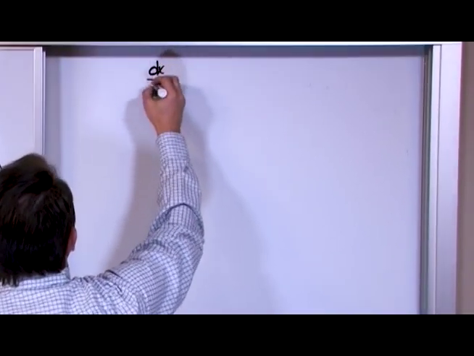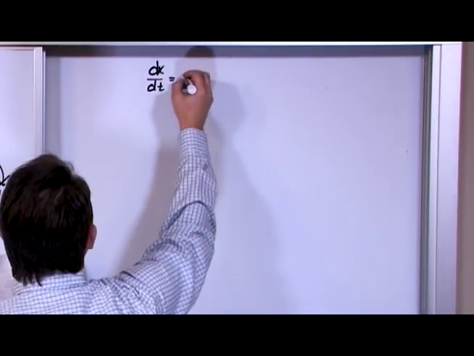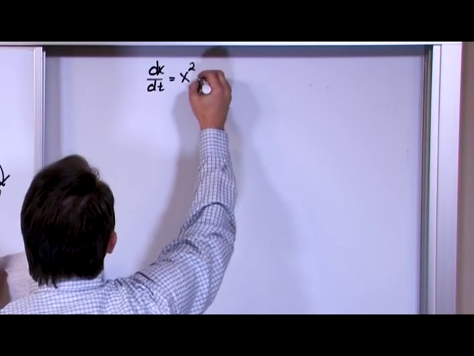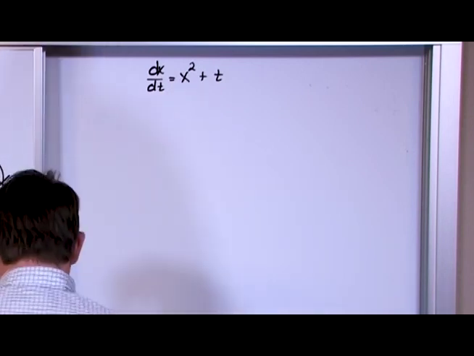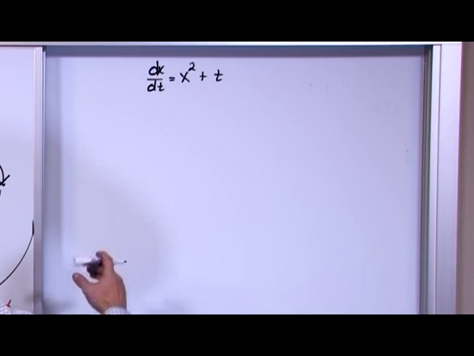dx/dt is equal to x squared plus t. So this is a little different because I have a square term in here. It's going to be a little bit more work, but the process is really the same. I need to find the isoclines.